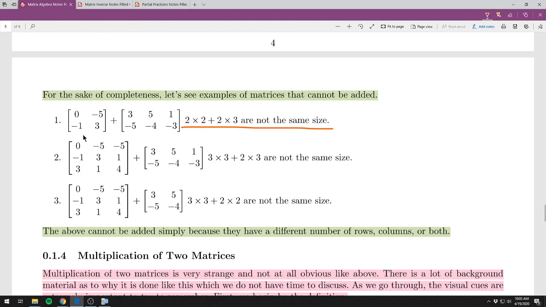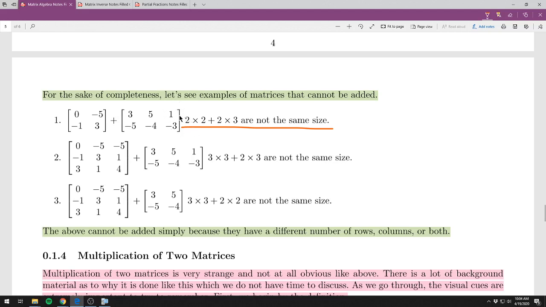So this first pair, the reason we can't add them is this is a 2 by 2 matrix. This is a 2 by 3 matrix. If we tried to add them, we could add the 0 and the 3, the negative 5 and the 5, the negative 1 and the negative 5, and the 3 and the negative 4. But we don't have anything to add to the 1 and the negative 3.